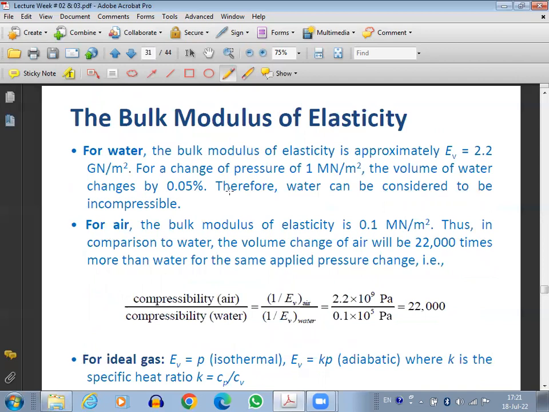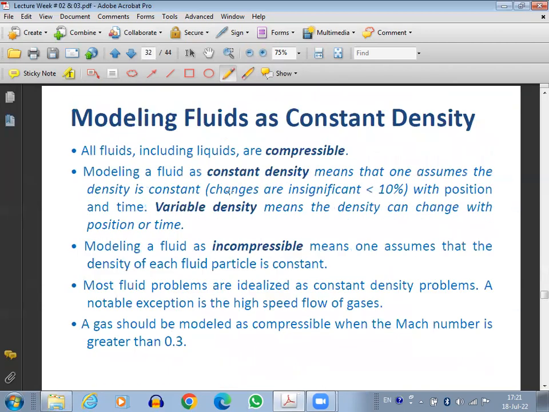There is just a little comparison for water as well as for air, so that you can check what the compressibility of water is, what the compressibility of air is, and what the ratio of the compressibility of air to that of water is.